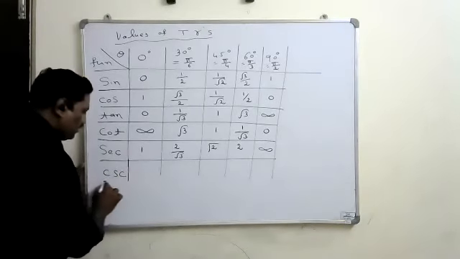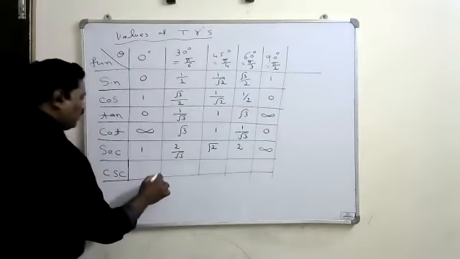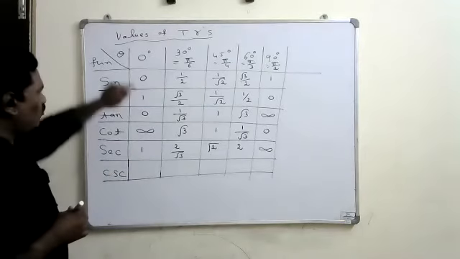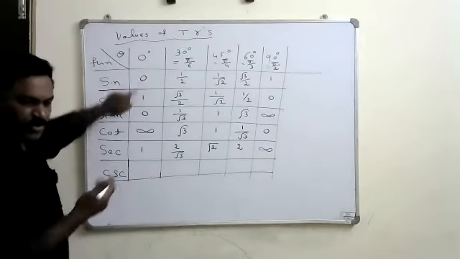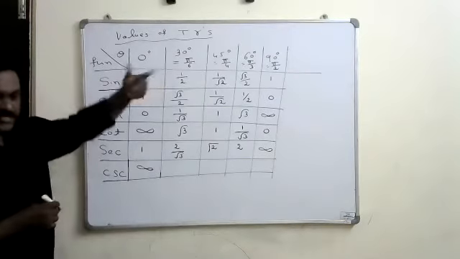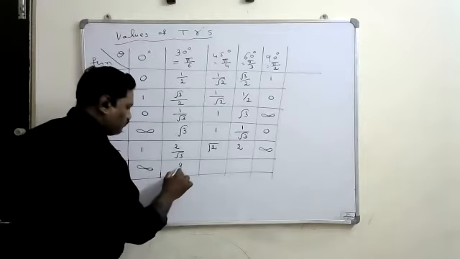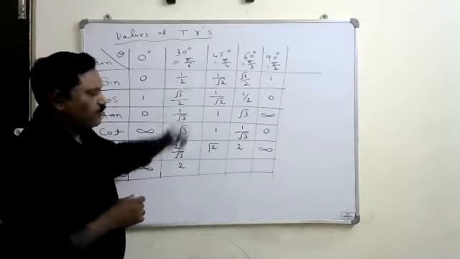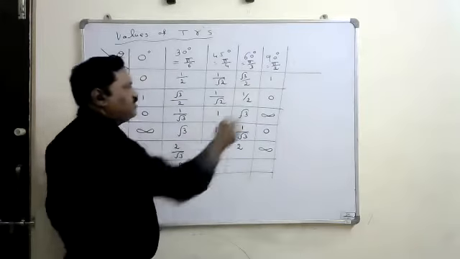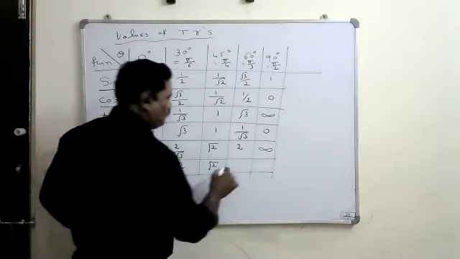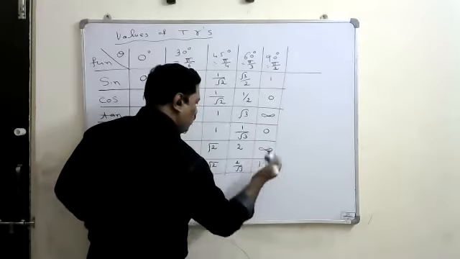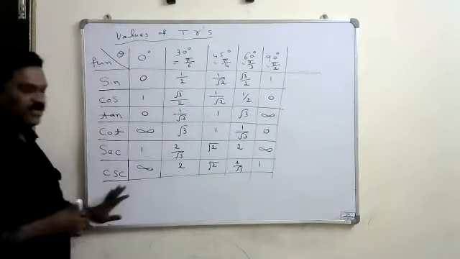Similarly, what are the values of the cosecant? Cosecant is the reciprocal of the sine. Take the reciprocal value of sine. This is 0, and the reciprocal of 0 is not defined. Then 1 by 2 has reciprocal 2. 1 by root 2 has reciprocal root 2. Root 3 by 2 has reciprocal 2 by root 3. And the reciprocal of 1 is 1. These are the values of the cosecant.